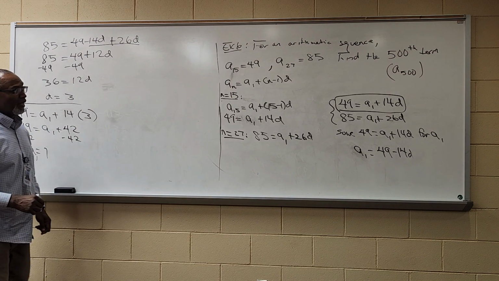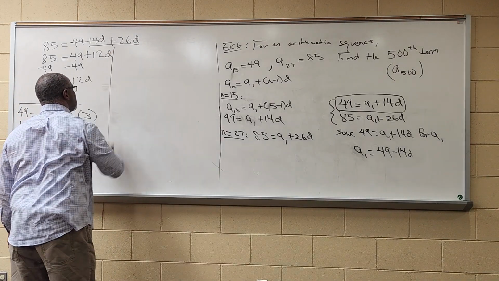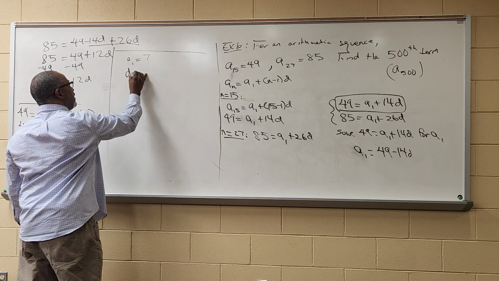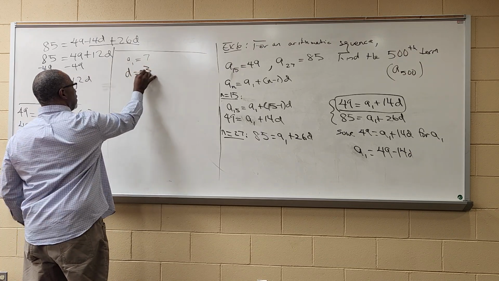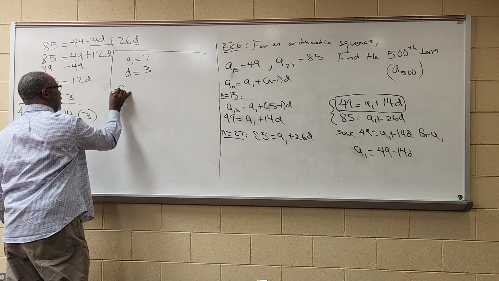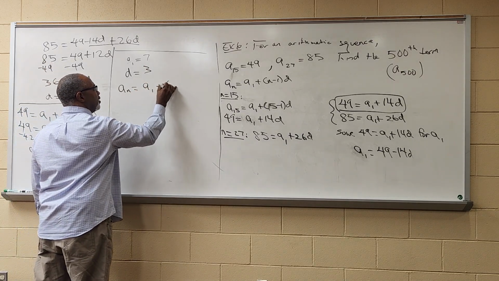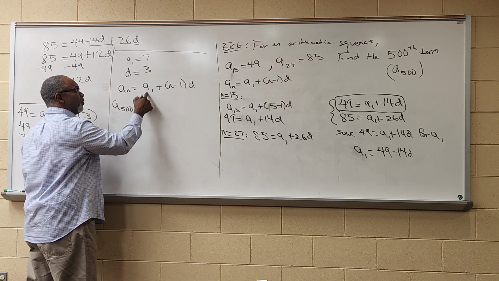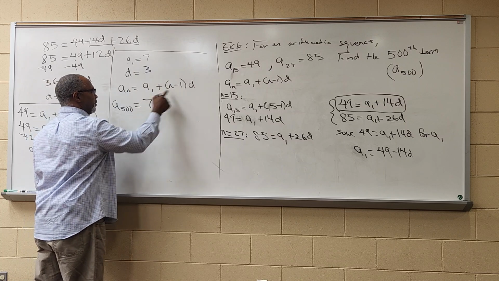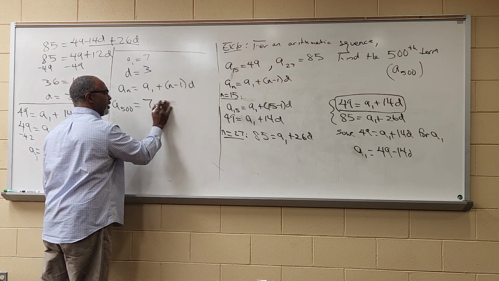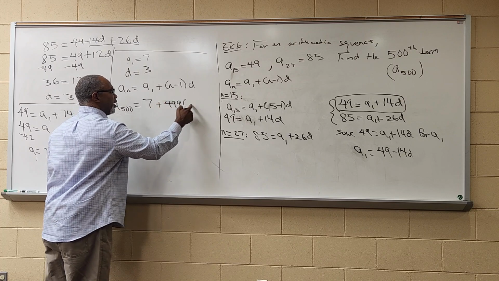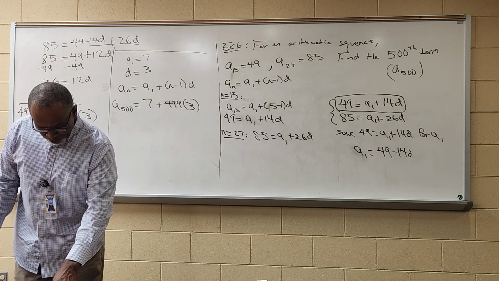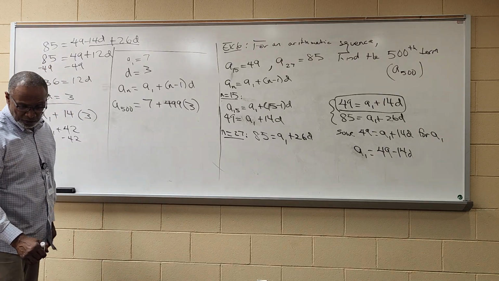Okay. So now I've got A1 equals 7. And I know that D is 3. Well, they wanted the 500th term. So again, I'm using that same formula I keep using. So A500 would be A1, we know what A1 is, it's 7, plus N minus 1, 500 minus 1 is 499, times D, but D is 3. Okay? Do that on your calculator. You'll get 1504.